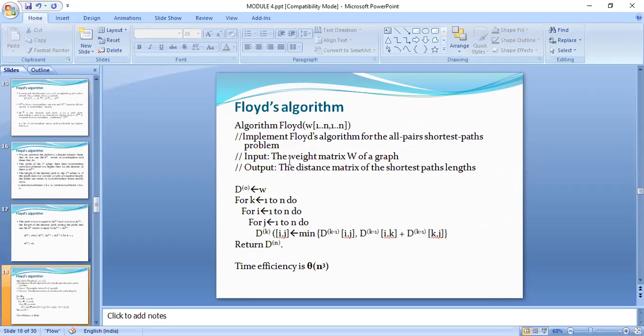So here also in Floyd's algorithm, we are using an algorithm with three steps, where for k equal to 1 to n, i equal to 1 to n, j equal to 1 to n, Dk of ij is, since we are going to find the shortest, the minimum of Dk minus 1 ij, comma Dk minus 1 ik plus kj. So when you finish all three loops, you will be returning Dn.